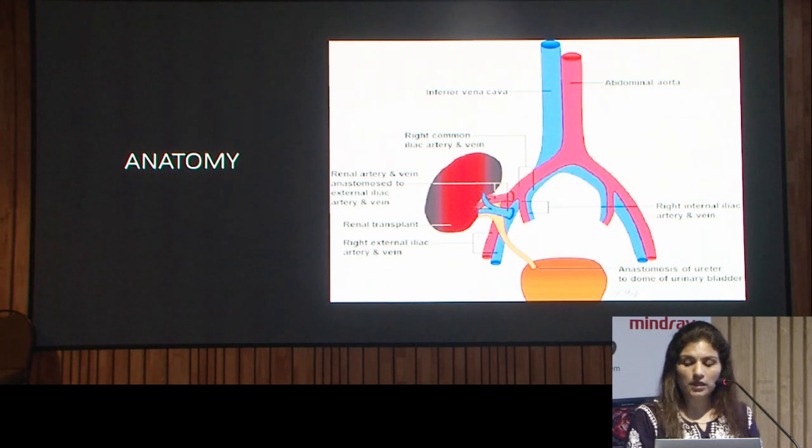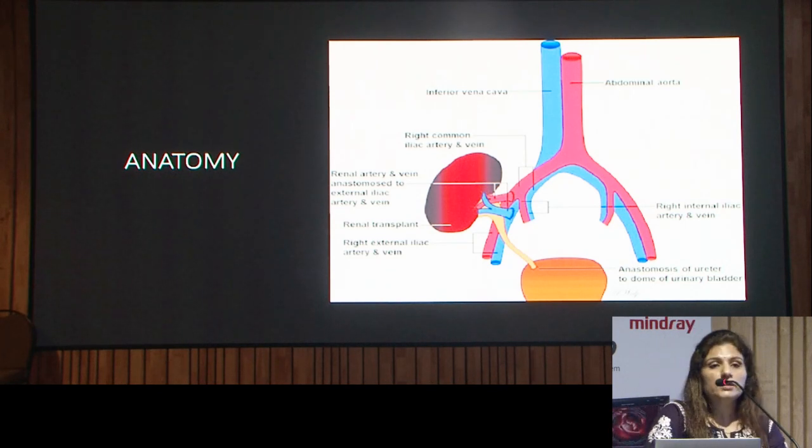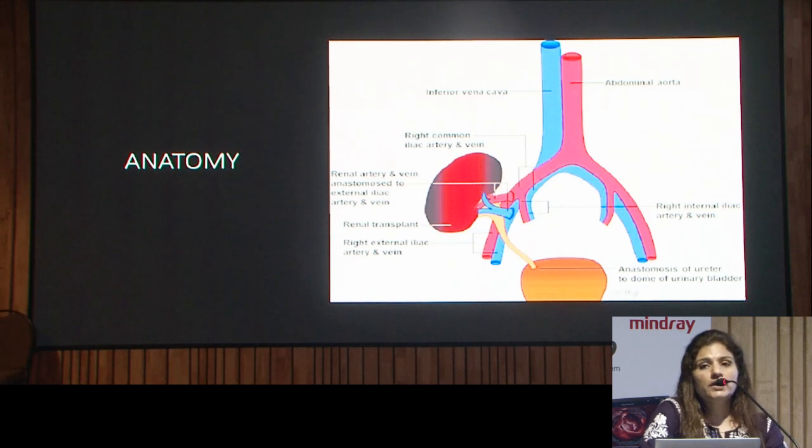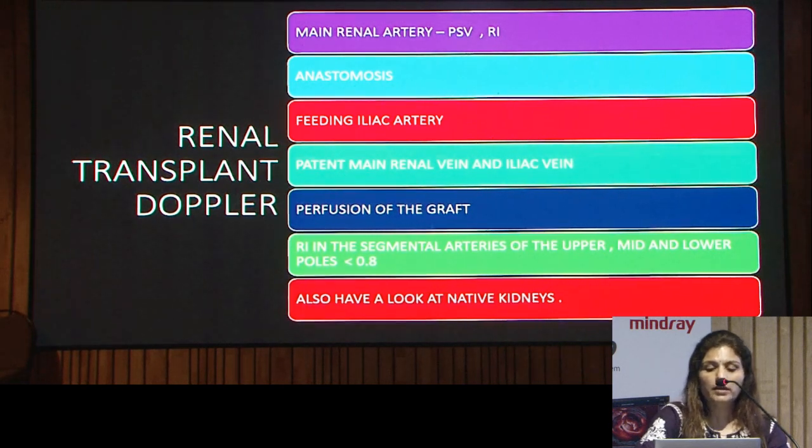The transplant kidney artery is anastomosed to the external iliac artery, and the transplant renal vein is anastomosed to the external iliac vein. The ureter, by a neocystoureterostomy, is communicating with the bladder.